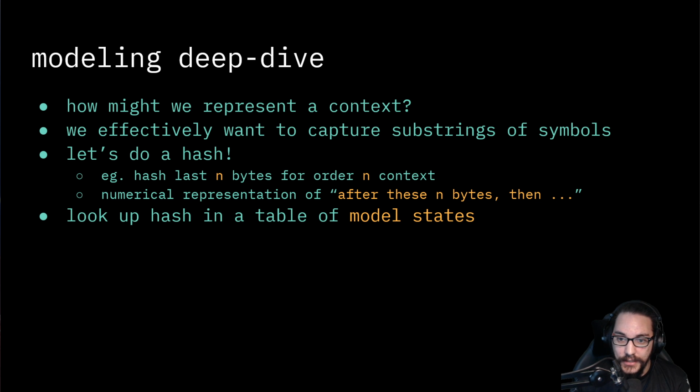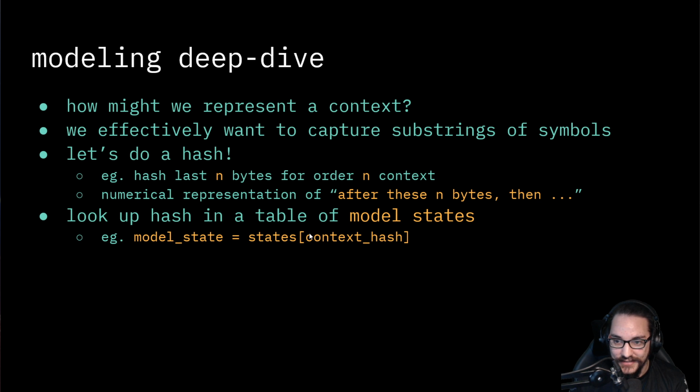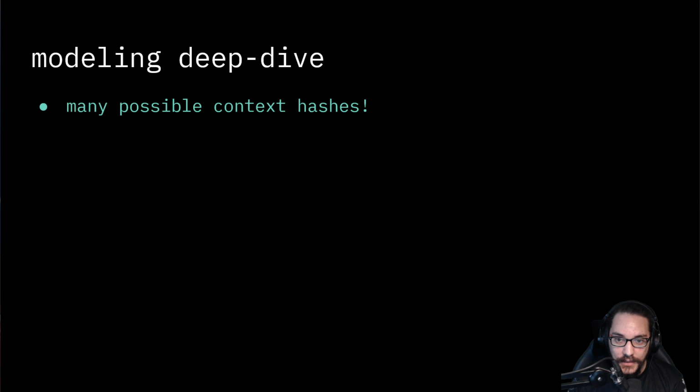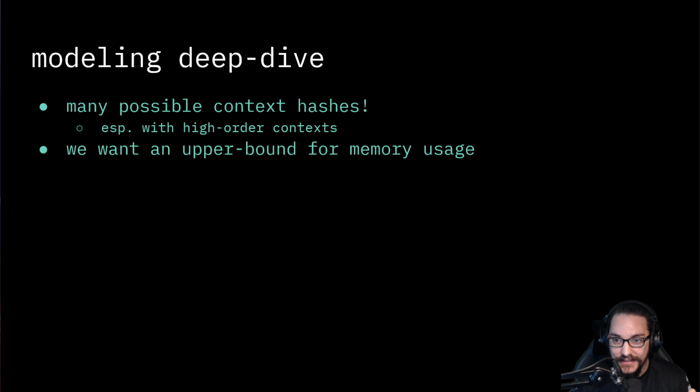So what we can do is look that hash up in a table of model states. The model state is keyed on that context hash. Then we can fetch a prediction from that model state. And once we've actually encoded or decoded a symbol, we update the model again so it can adapt. Now, again, there can be many, many possible context hashes, especially as the order increases, so we want an upper bound for memory usage.